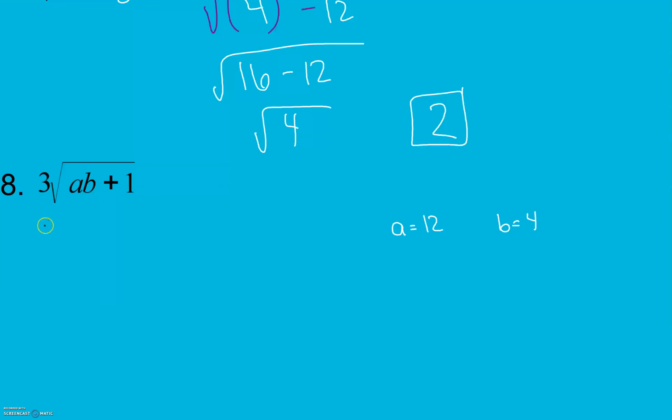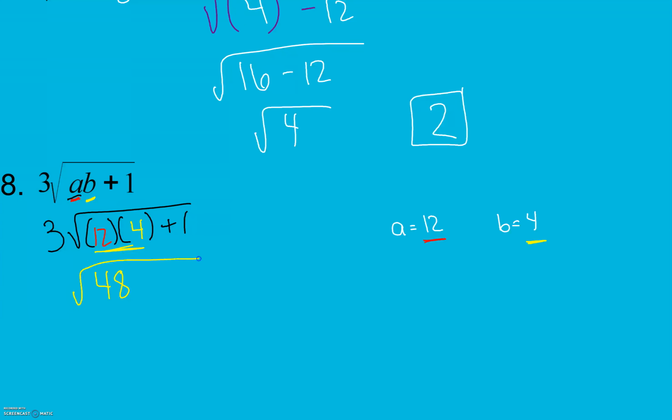In 8 here, I have 3 times the square root of a times b plus 1 inside my radical. So again, I kept everything the same, except wherever I see an a, I plug in a 12, and wherever I see a b, I plug in a 4. Again, inside our square root is a grouping symbol, so we need to do all of that first. We're going to do multiplication. Bring down the rest of our problem. Then we can do our addition.